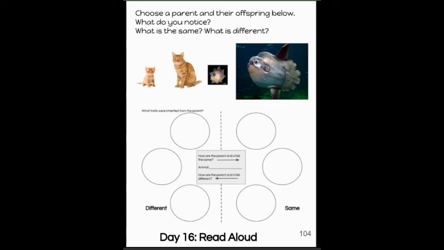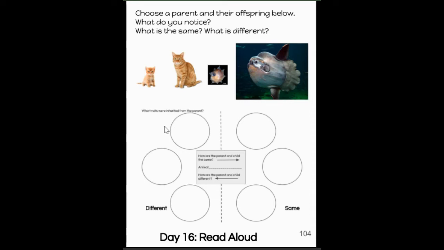You've got 2 options here, a parent and their offspring. And I want you to take a minute to think about, what do you notice? What is the same? What is different? So you can pick this parent and offspring pair on the left, or this parent and offspring pair on the right.